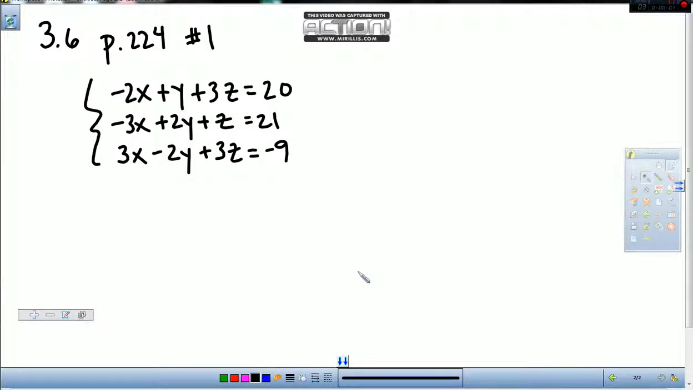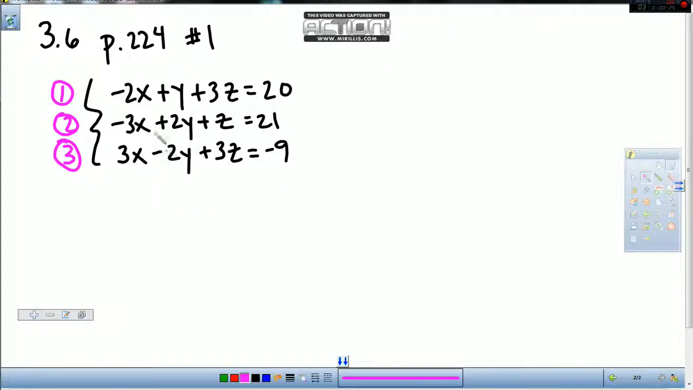This is for section 3.6, problem number 1 of your homework on page 224. Our goal is to solve for x, y, and z using the elimination method. As I begin, I'm going to number my equations 1, 2, and 3.